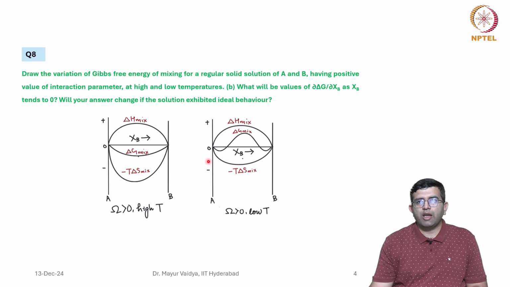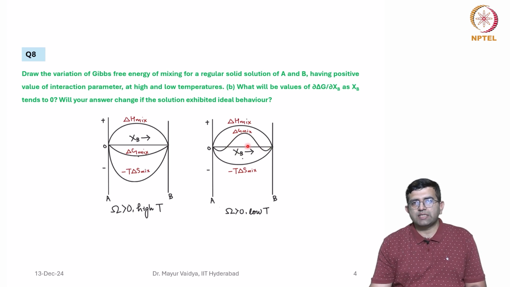However, when you are at a lower temperature, we have discussed this, that at lower temperatures the minus TΔS mix is not enough to overcome the ΔH mix at all the compositions. So, for a certain composition range, in this case from here to here, you have the ΔG mix being positive. So, at lower temperatures when omega is positive, you can have a situation where the ΔG mix is positive for a single phase. Therefore, this system in this composition range at this temperature will not exist as a single phase, but rather exist as a two-phase mixture.